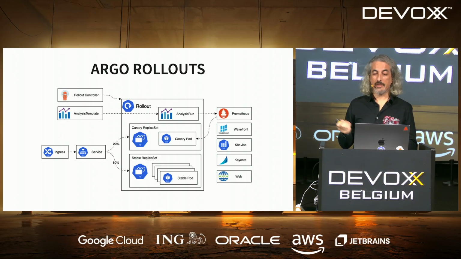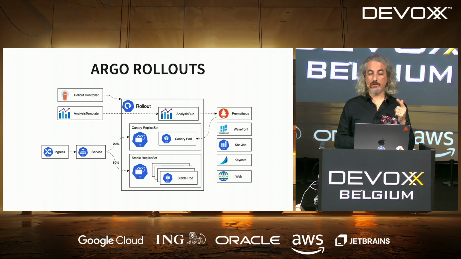So some of the things that are supported is Prometheus. Kubernetes jobs is very interesting also because you can just do whatever you want in this job. You can tell Argo, launch a job.